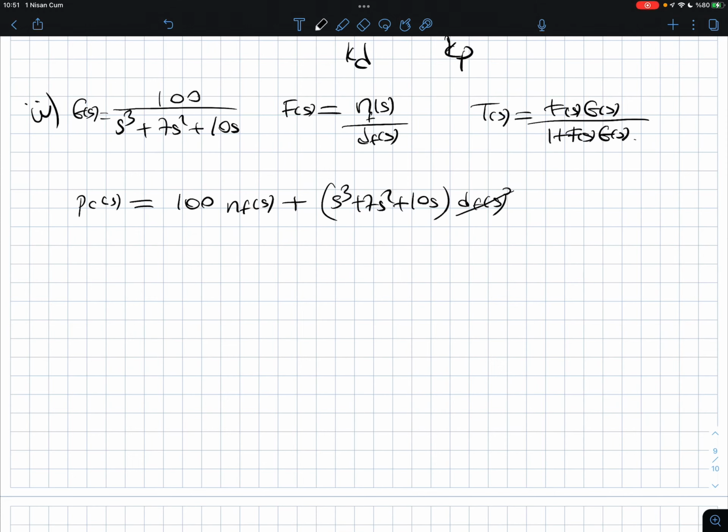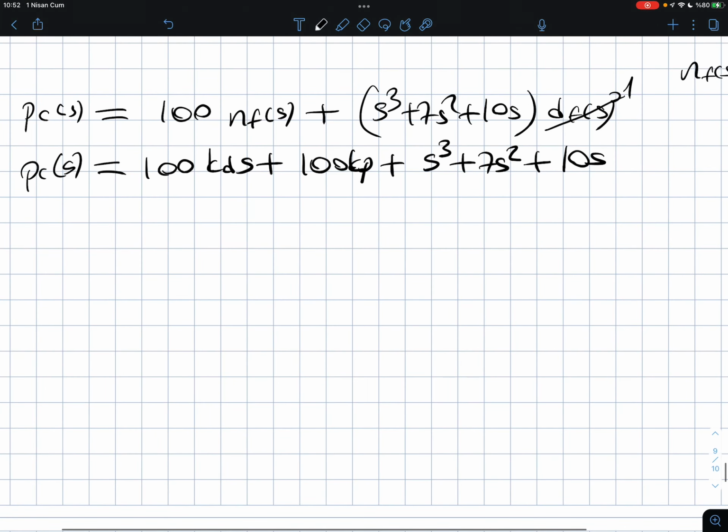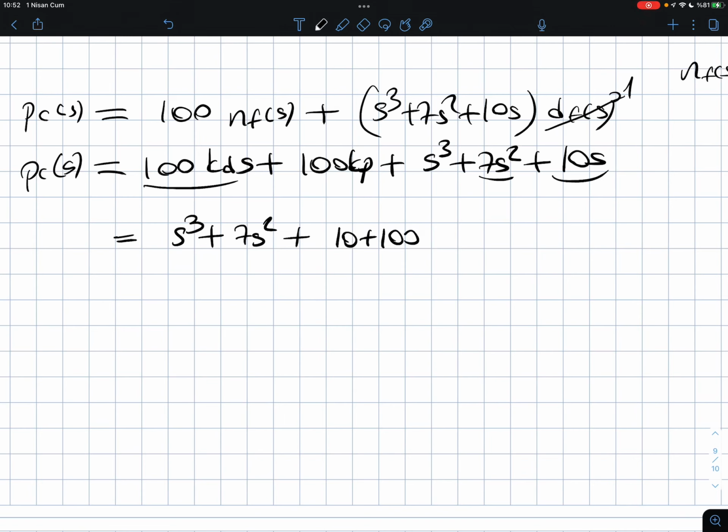Now here, let's not touch Df. Let's say that this is equal to 1. Then, if I choose a PD controller, for example, if I choose Nf equals Kd s plus Kp, I'll see the following: 100 times Kd s plus 100 times Kp plus s cubed plus 7s squared plus 10s will be the characteristic polynomial. Now let me rearrange the terms here. s cubed plus 7s squared, that's not touched, plus 10s, we also have 100 Kd, so 10 plus 100 Kd times s plus 100 Kp.